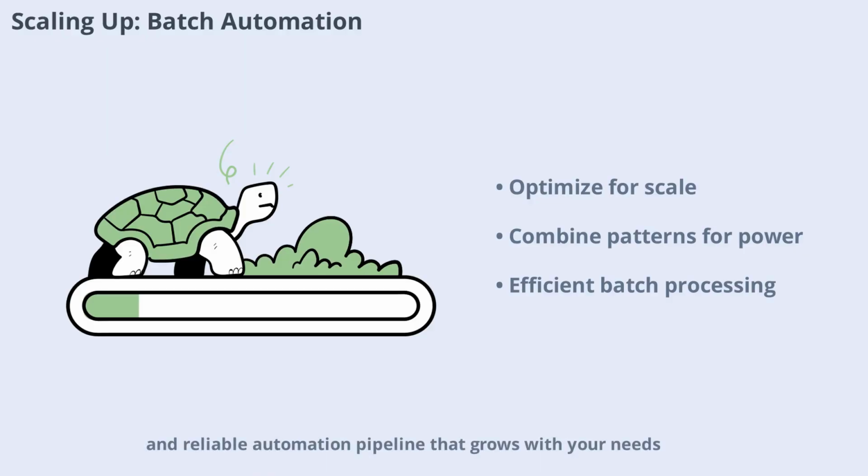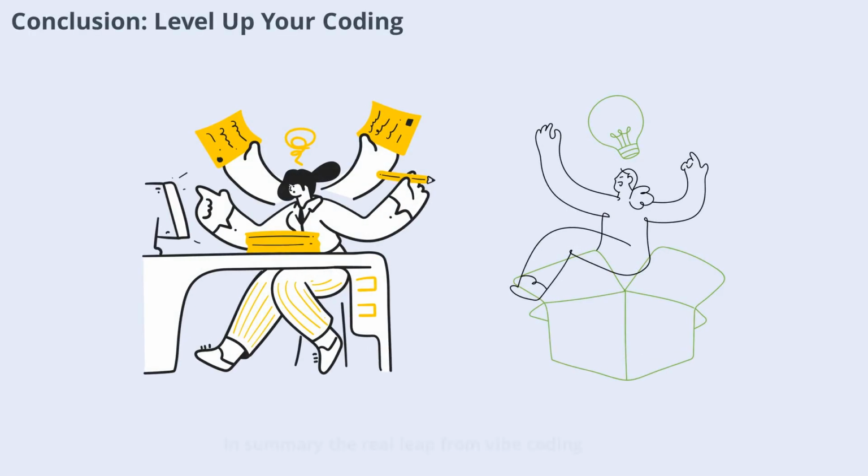In summary, the real leap from vibe coding to agentic engineering is about structure, automation, and using Claude Code's built-in features to their fullest. By applying these 12 patterns, you can create workflows that are not just faster, but safer, more reliable, and easier to maintain. The tools are already at your fingertips. Now it's time to level up your coding and unlock the full potential of agentic engineering.